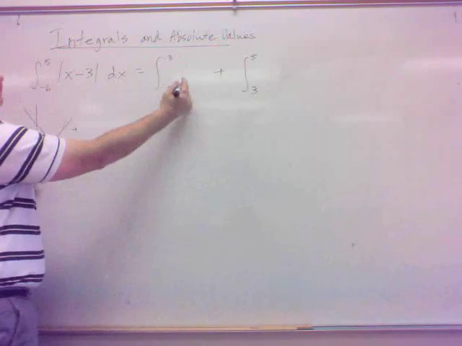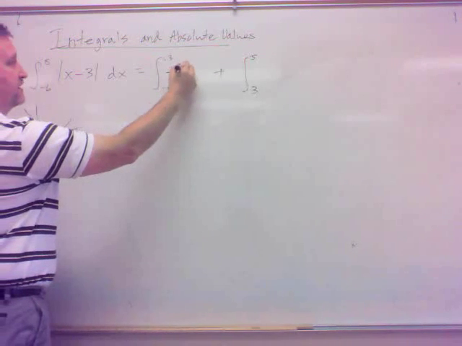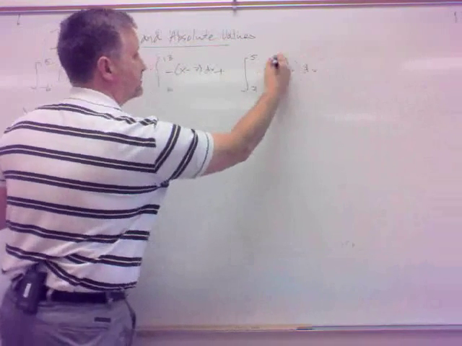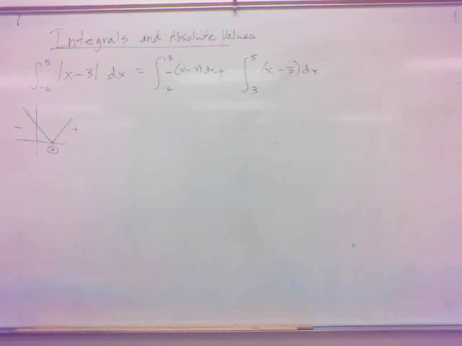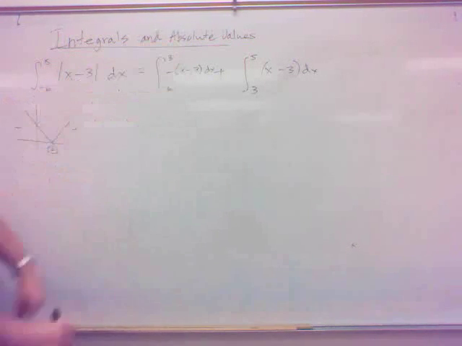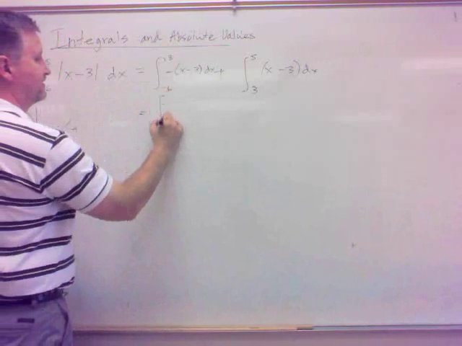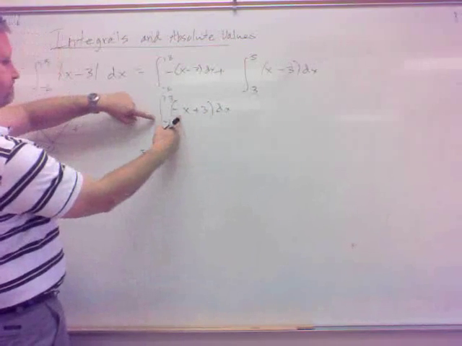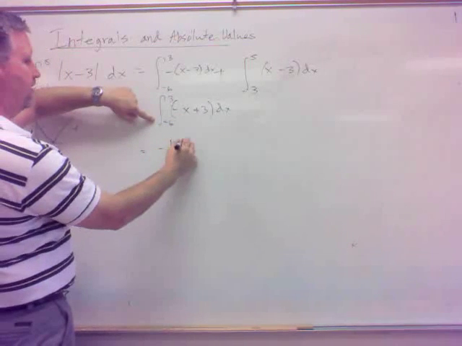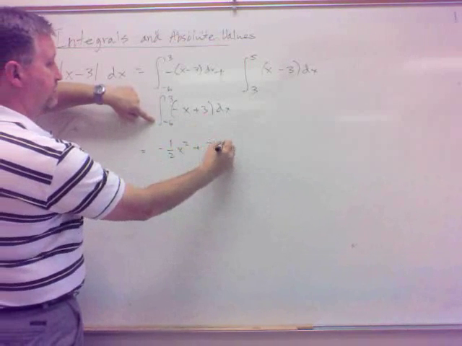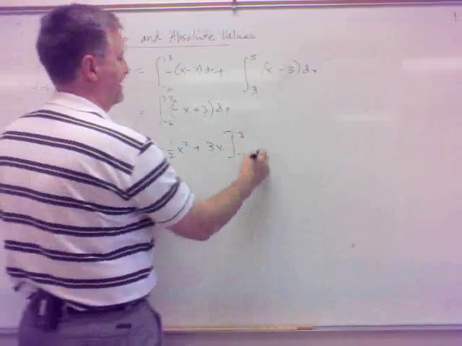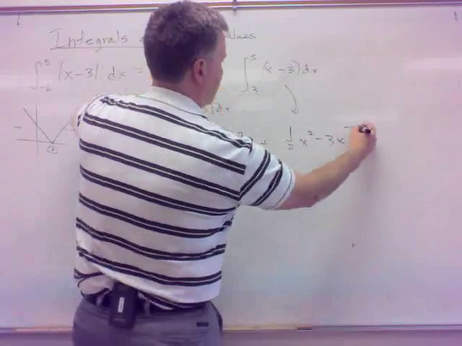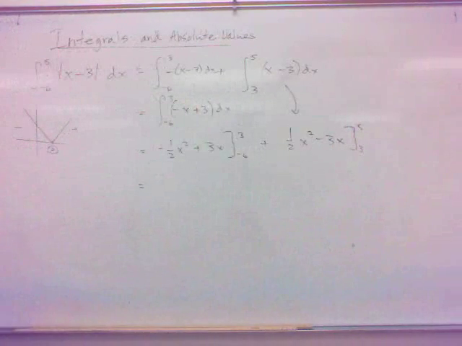So what would this be as far as goes here? Negative x minus 3 dx. And this would just be x minus 3 straight up dx. Now, of course, here it's going to change the sign, so it would be negative x plus 3 dx. So that would be what? Negative 1/2 x squared plus 3x, negative 6 to 3. Oh, so that's nice. Okay. This one would be 1/2 x squared minus 3x from 3 to 5. Plug those in, and you got it.